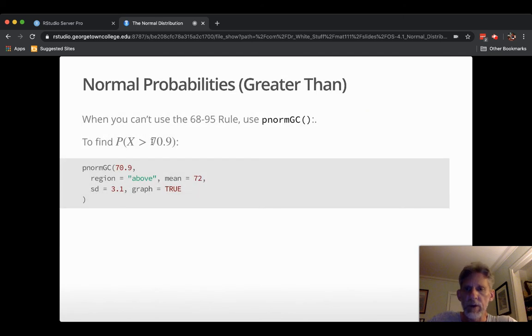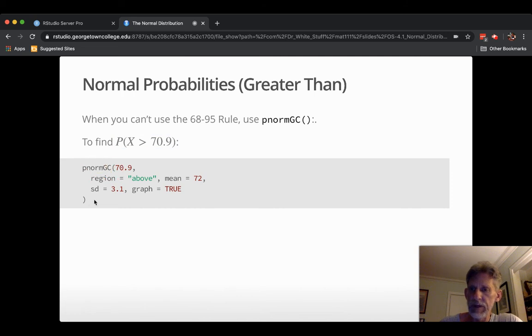Now, suppose that you wanted to find the probability that X, the height of the randomly selected male, is bigger than 70.9 inches. How would you do that? Remember, the 68-95 rule won't work here because 70.9 is not like 1 or 2 or 3 standard deviations above or below the mean. So here's how you do it.